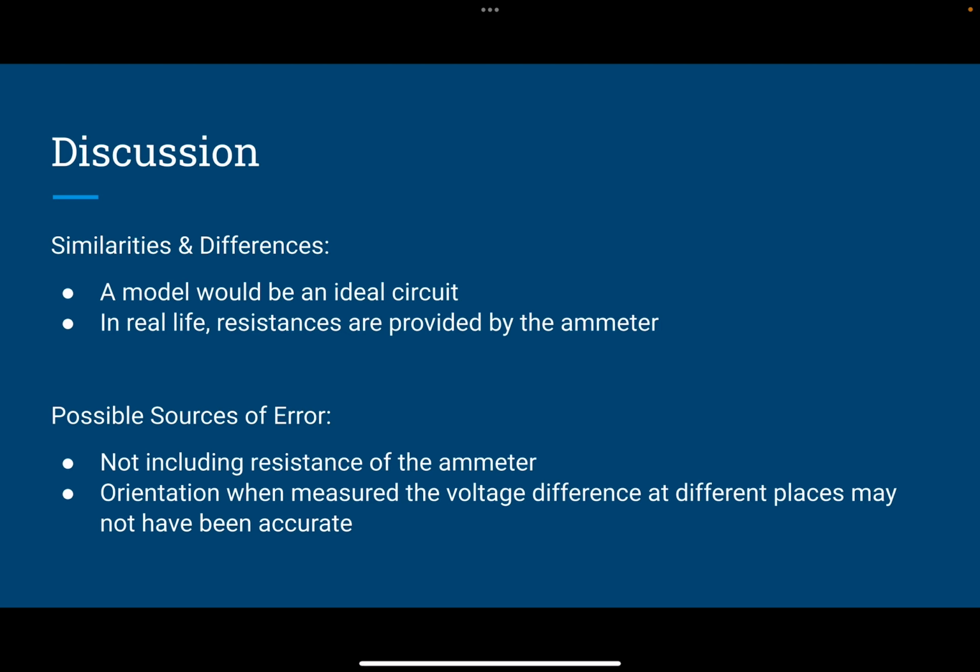A model would have been an ideal circuit for the similarity and differences section of our discussion. In real life, resistances are provided by the ammeter and other aspects of the circuits that we have created. So possible sources of error, we didn't include the resistance of the ammeter, and also the orientation when measuring the voltage difference at different places may not have been accurate, meaning the way we were holding the actual measuring devices.